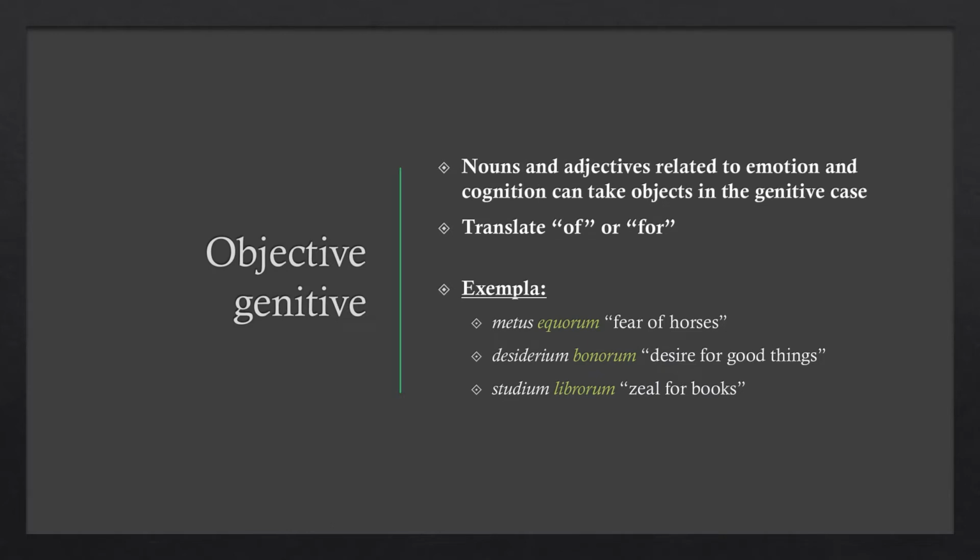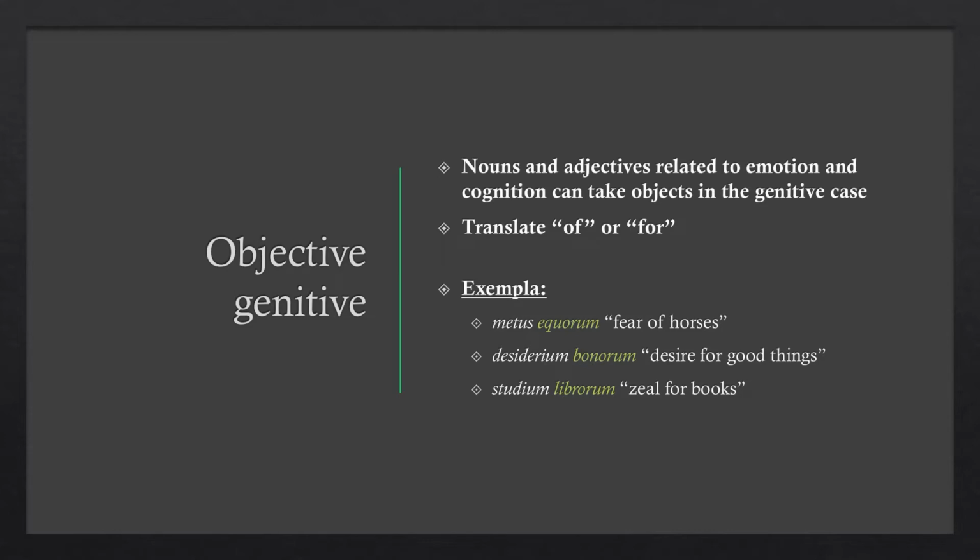The second special use of the genitive case that we will learn in this video is the objective genitive. Some nouns and adjectives, especially those related to emotion and cognition, can take objects, and those objects are always in the genitive case. Objective genitives are best translated with the English words of and occasionally for, just like any other genitive noun. Some examples. Metus equorum would translate to fear of horses. Here, equorum is the object of the word fear, which, although a noun, has a verbal sense to it. So equorum would be our objective genitive.